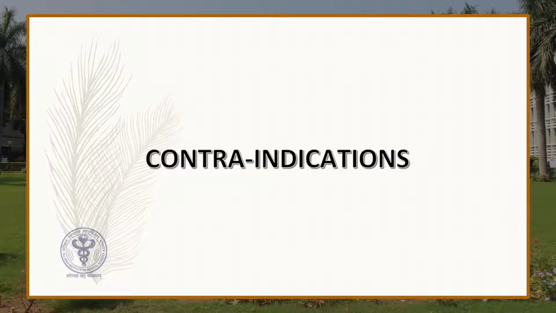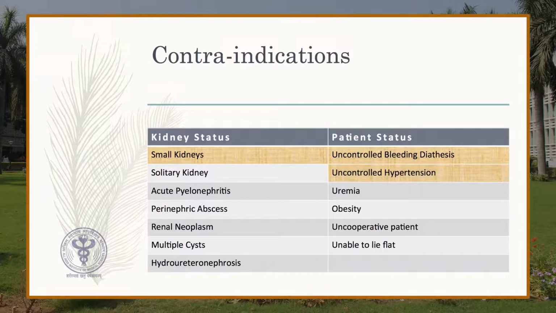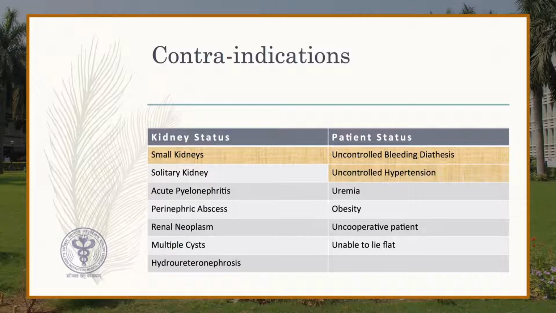Contraindications of renal biopsy. The absolute contraindications of renal biopsies are small kidneys, uncontrolled bleeding diathesis, and uncontrolled hypertension. The other relative contraindications are solitary kidney, acute pyelonephritis, perinephric abscess, renal neoplasm, multiple cysts, uremia, obesity, uncooperative patients, and the inability to lie flat.